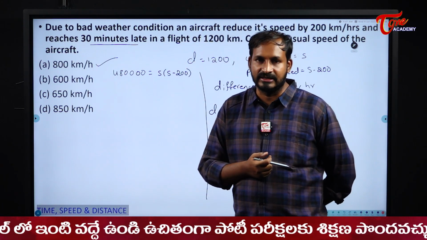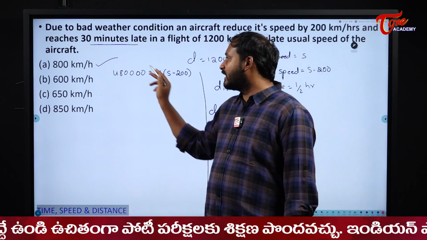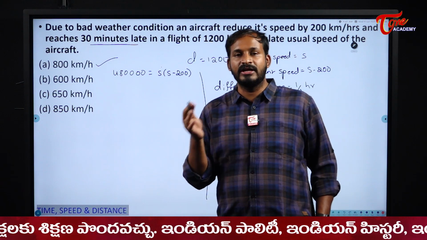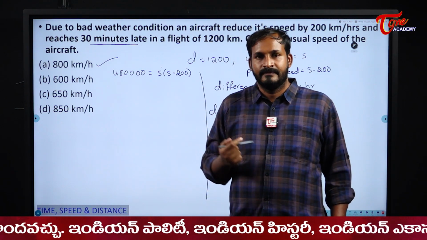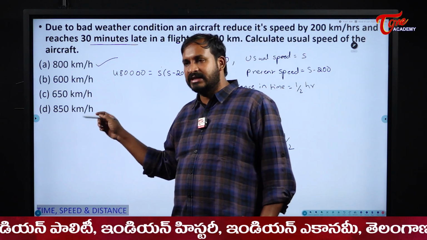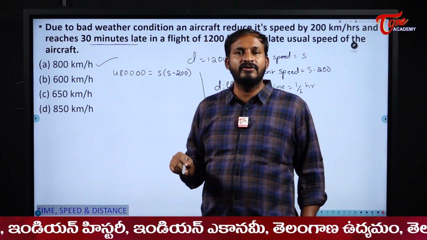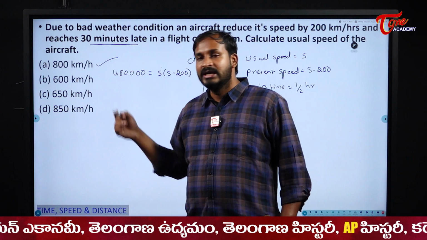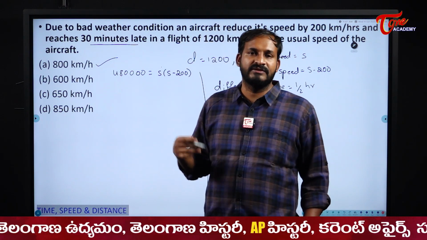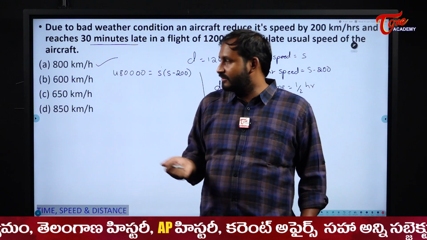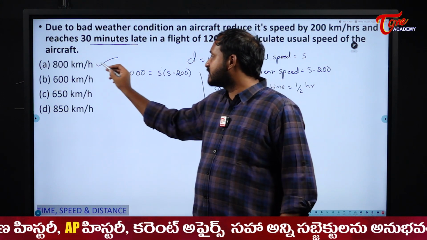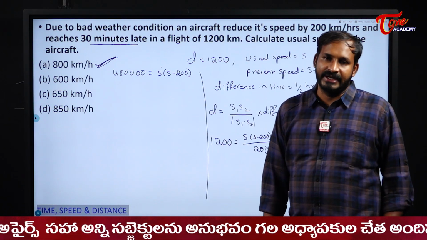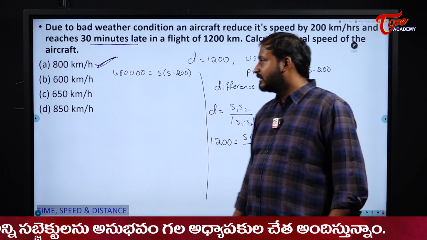Very simply we got the answer by just checking my first option. If I put 800 in place of S, it becomes 800 into 600, 8 6s are 48 and 4 zeros. Satisfied? Now just for checking, we will test the next one. 600 means 600 into 400. 6 4s are 24, but what we want is 48. So that is not our answer. 650 means 650 into 450. 65 into 45, you will not get a perfect value. So our first option is correct by substitution. Our answer here is 800 kmph. Understood? This is how we need to solve.